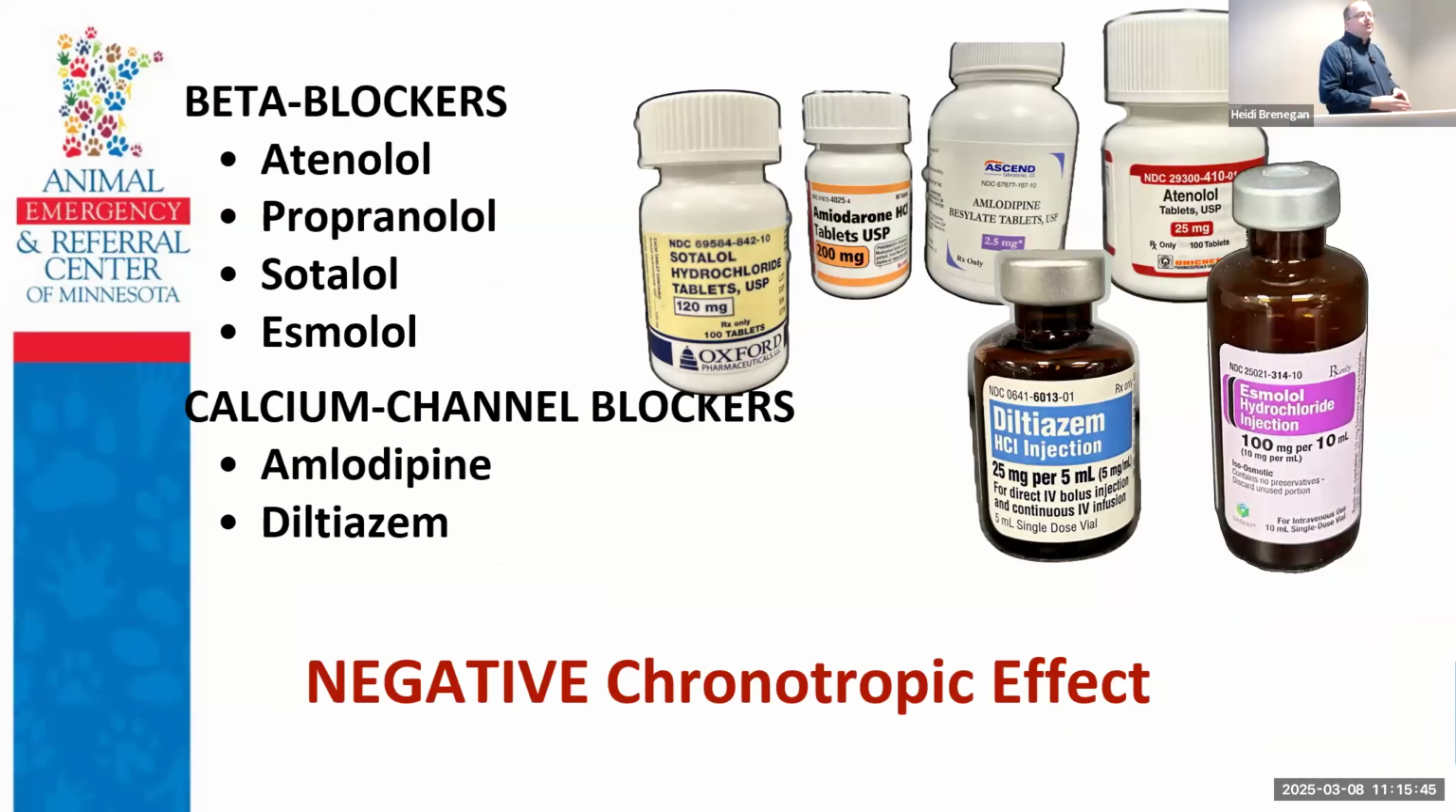It's good to know that most of the heart medications your animals come in on have negative chronotropic and some negative inotropic effects, depending on the drug. All your beta blockers, your atenolol, propranolol, sotalol, esmolol, they're going to tend to push the heart rate down a little bit. Your calcium channel blockers like amlodipine and diltiazem also push the heart rate down a little bit. That doesn't mean you necessarily want to take them off before anesthesia, but it does mean you might have to help their heart rate a little bit if it gets too low during anesthesia.